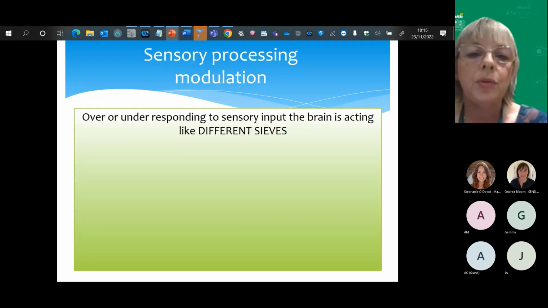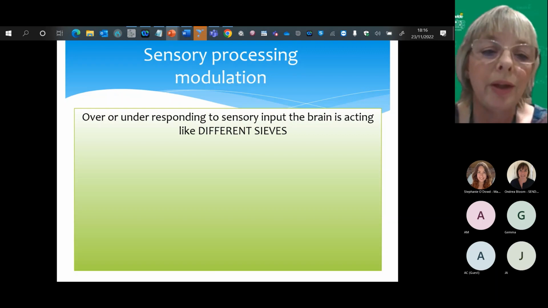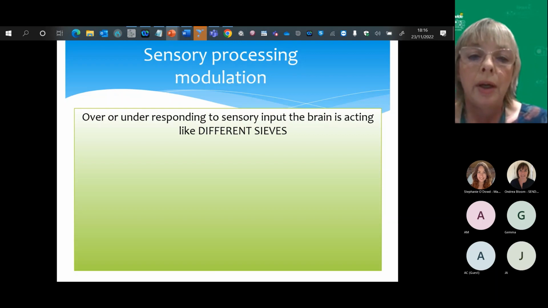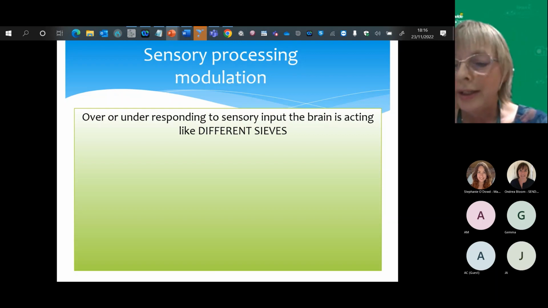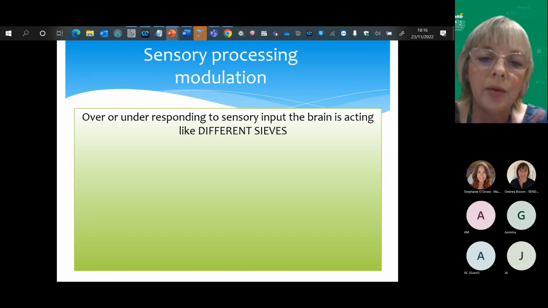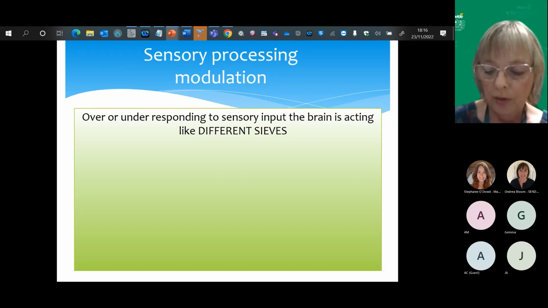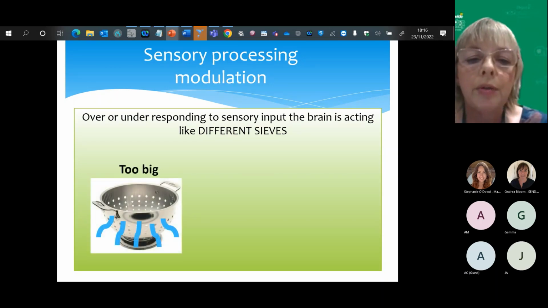I think that's a really useful video because it shows how something called modulation impacts on the child in everyday life. And if you're here and you have a child with autism, a lot of things about that video might have resonated with you. Sensory processing modulation is about our responses to a sensory input. So when we looked at that slide at the beginning, we had the sensory input, then the processing within the brain, and then the sensory response. And modulation is about how we respond. So over or under responsive.